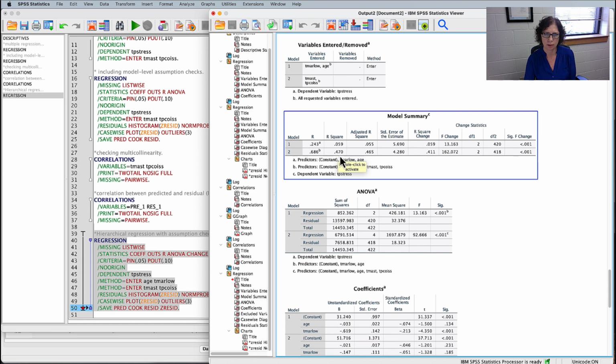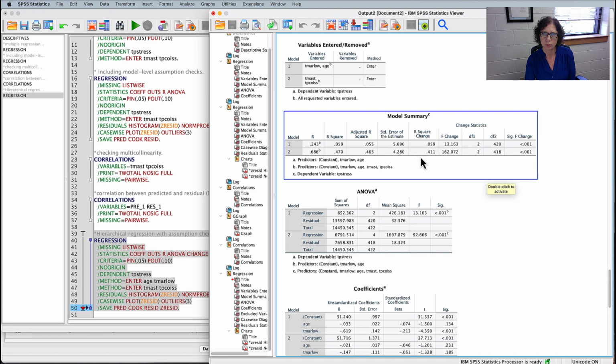That model explained 47.0% of the variation in the outcome, total perceived stress. And then here, F change. This is our partial F test right here, showing that the change from model 1 to model 2 was significant. There's our significance value for this partial F test. The partial F test has an estimated value, degrees of freedom, and its significance.